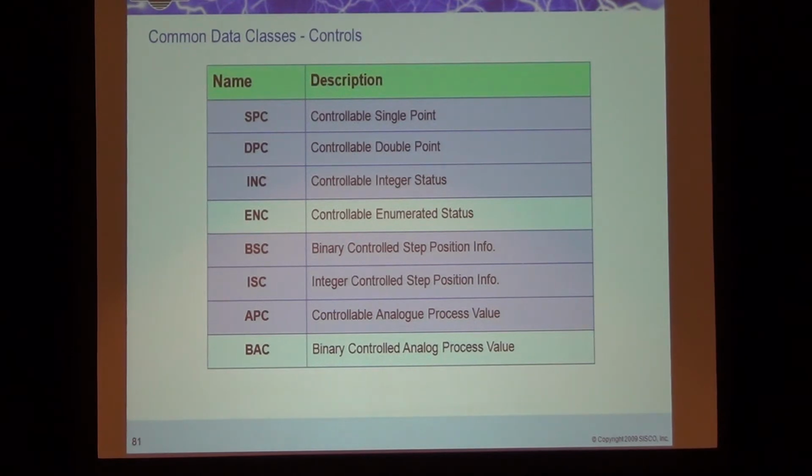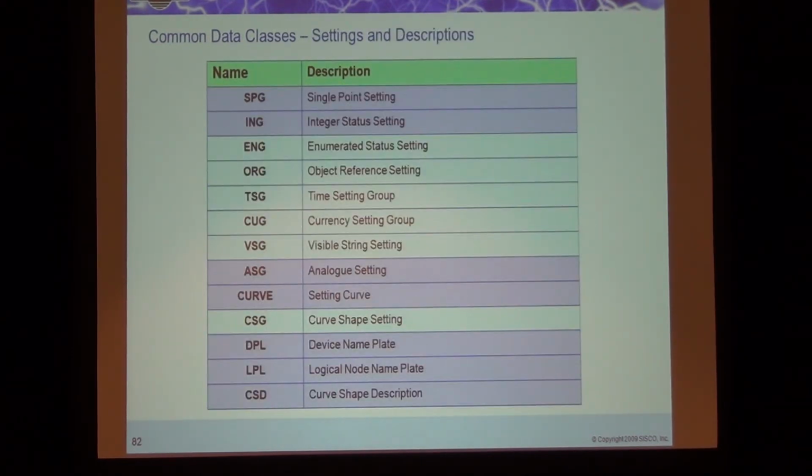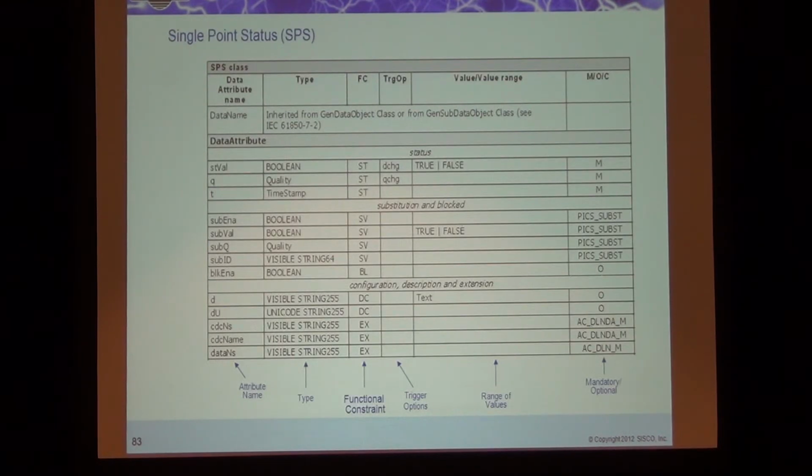Controllable points, things that can be modified by the client via the control model. Settings. This is information you provide to the device that controls its behavior and its control functions: integer settings, time settings, curves, analog set points, etc.